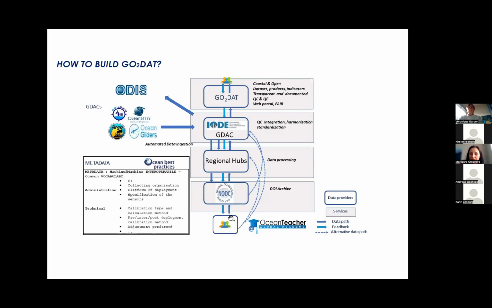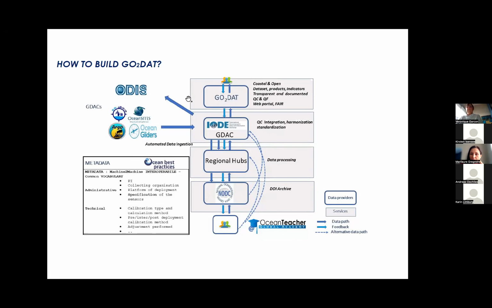And there are also alternative ways to do that. You can also submit to the regional hubs. But the important thing is that if the data are not directly submitted to an ODC, it has to go back to an ODC to receive a data identifier and also to be aware of all the data treatment that has been realized on the observation. So those are the different ways that we are proposing for the building of GO2NE.